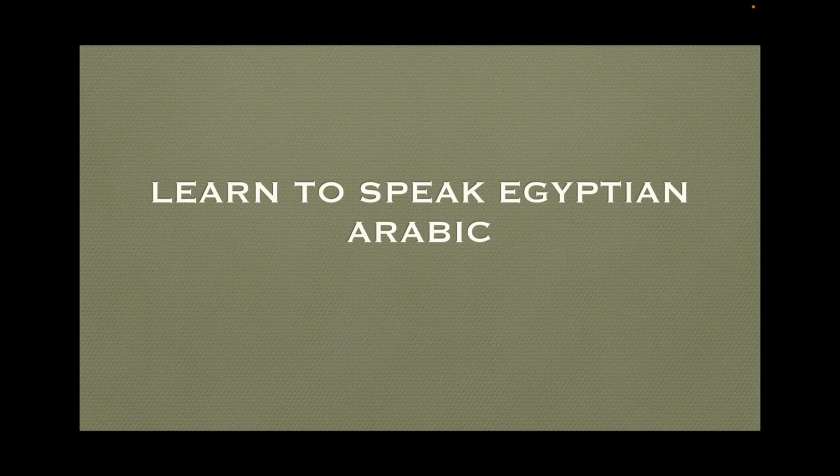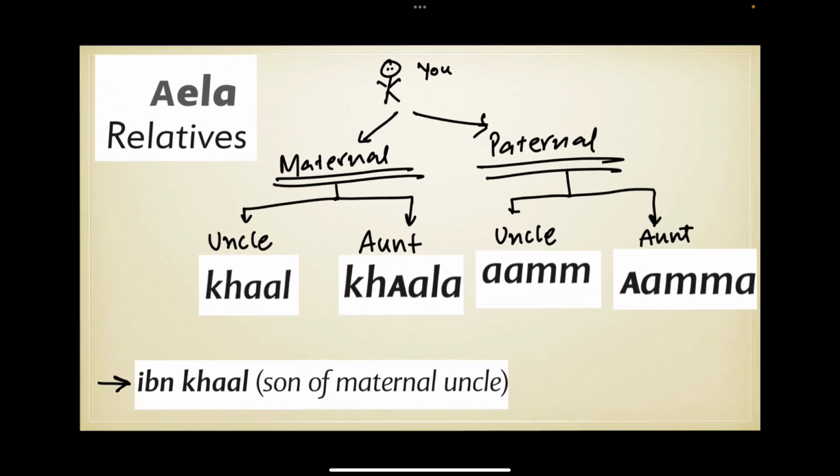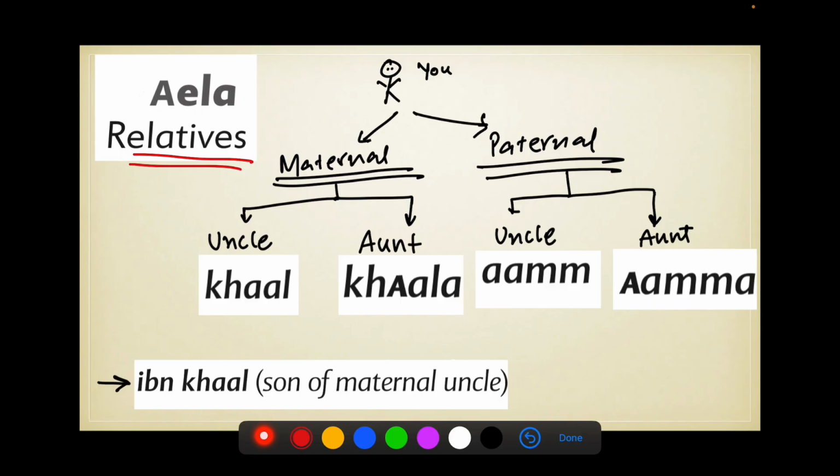Welcome back. This is the second part of lecture number 1. In this lesson, we will talk about relatives. The word for relatives in Egyptian Arabic is Ayla.